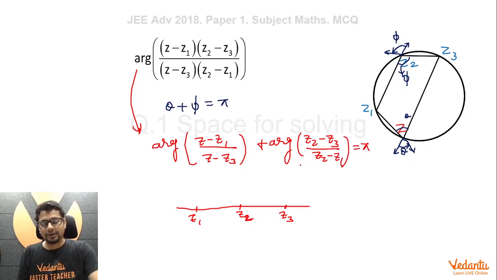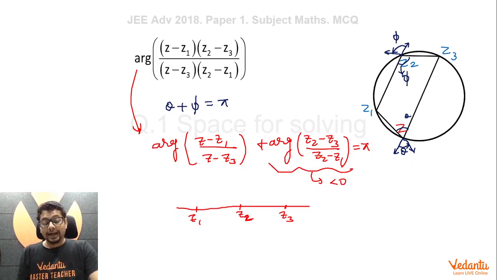So the comment has been that it's not necessary that Z lies on a straight line, but it can also lie on a circle, if Z1, Z2, Z3 are non-collinear. But what if Z1, Z2, Z3 are collinear? So here, argument of Z2 minus Z3 divided by Z2 minus Z1. So Z2 lies in between Z1 and Z3, just a case we are considering. So here clearly this will be negative, because Z2 lies in between Z1 and Z3.